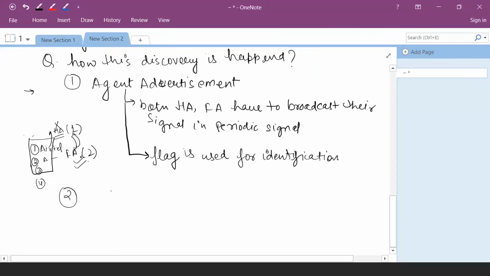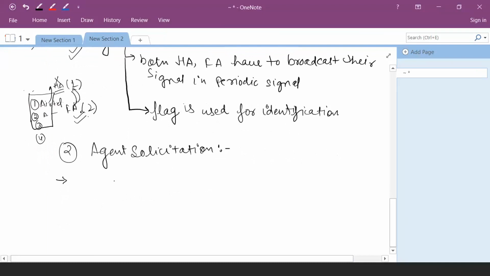Now the second method is called agent solicitation. This method is not used in the real-time fashion because it is time-consuming, and it will depict that your network performance or the mobile node performance is not up to the remarkable level. So the first one is used in the real-time version, that is called the agent advertisement. Just because it is a part of the syllabus, I will explain to you what agent solicitation is.